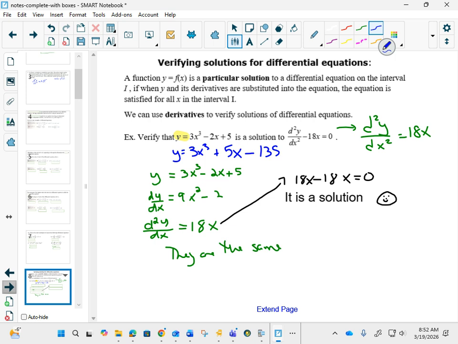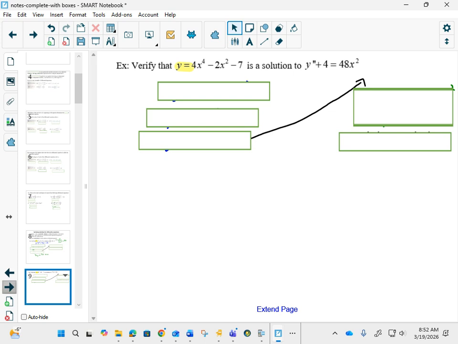I couldn't have an x squared, because then that eventually would still have a plus number here, and it wouldn't match up. But there's lots of particular solutions. You could have anything here and anything, any constant, anything in front of the x, and it would still work out. So try this one. Practice your derivatives.